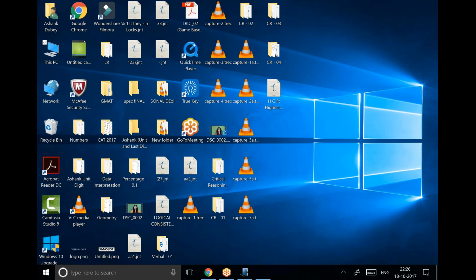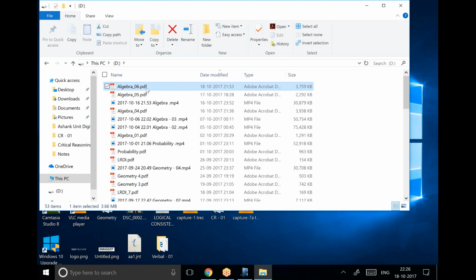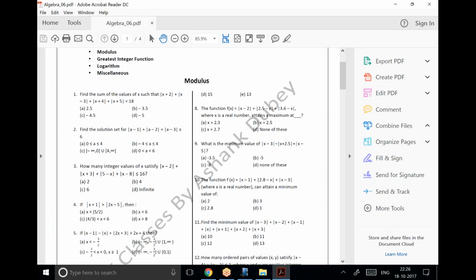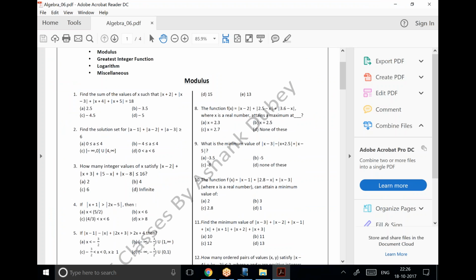Let's start with the sheet. I hope everyone has the sheet. I have already mailed you. So why don't you try out question number 1? Try out question number 1, question number 2, question number 3. These three questions you're supposed to try out: question number 1, question number 2, and question number 3.